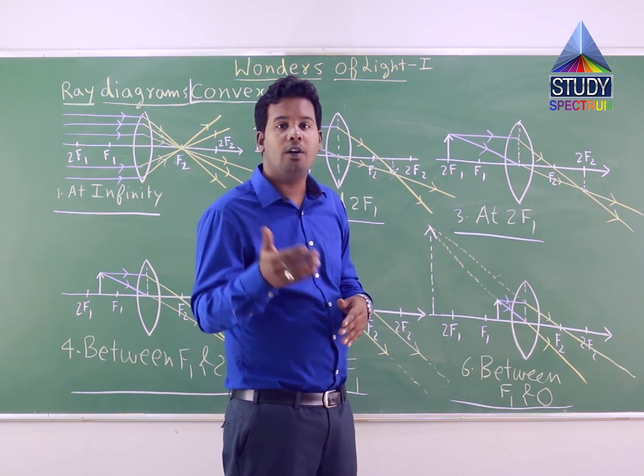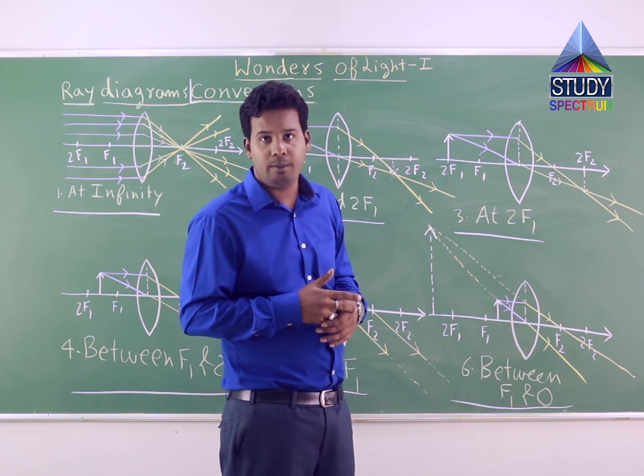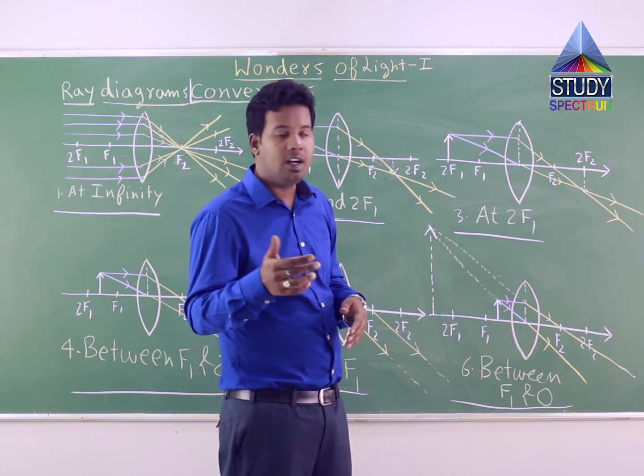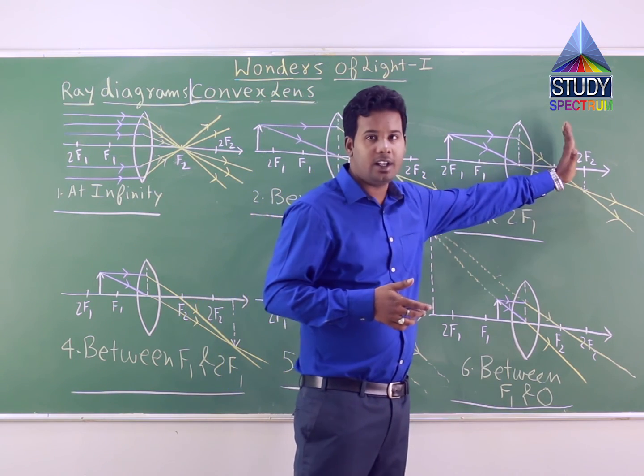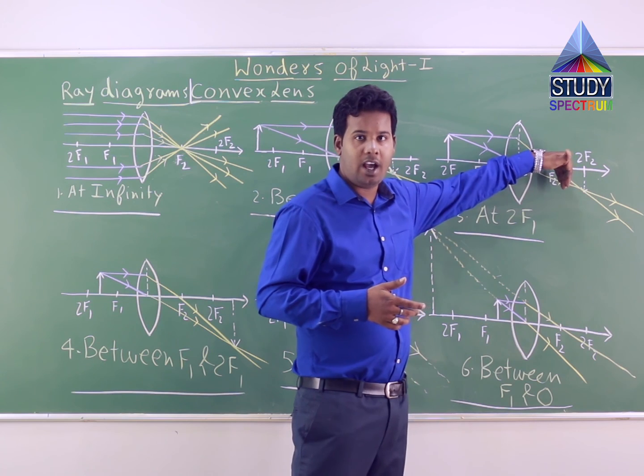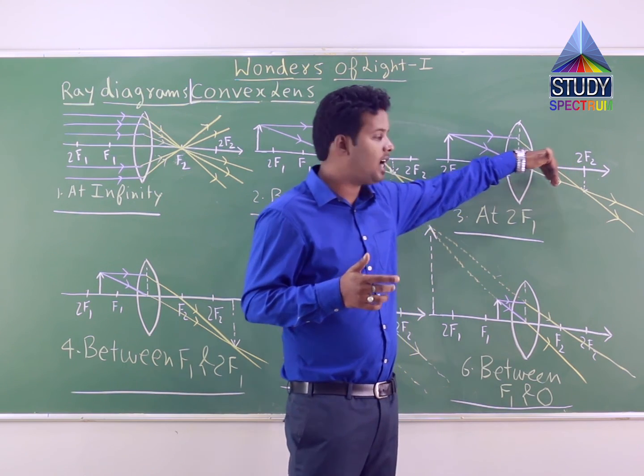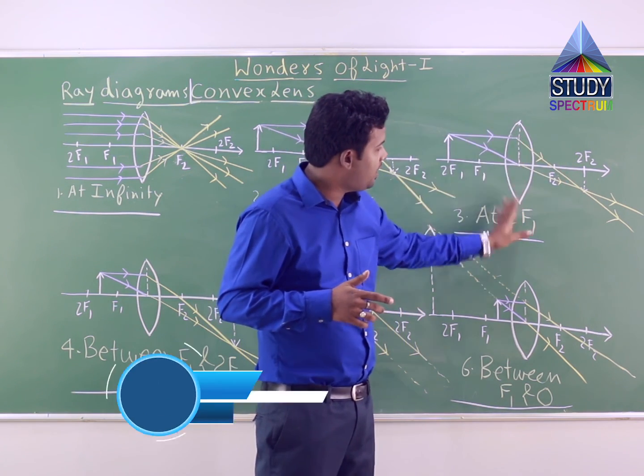But since the value of height of image is coming out to be negative, that is why this image is not erect but inverted. Why? Because the height of the image will be calculated along the negative y-axis.